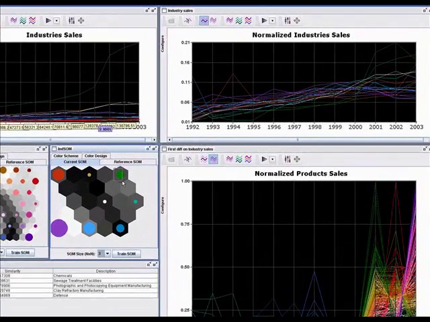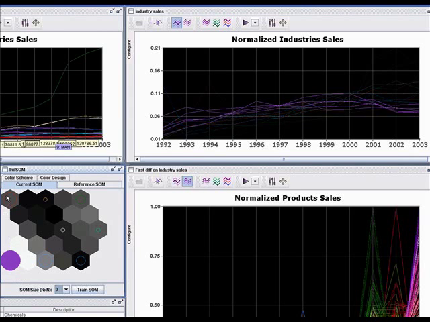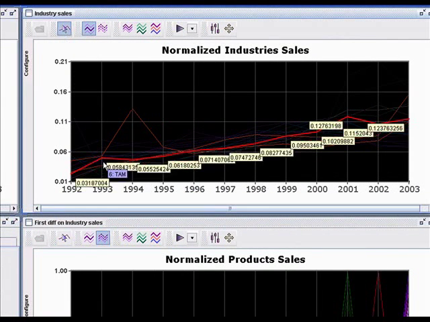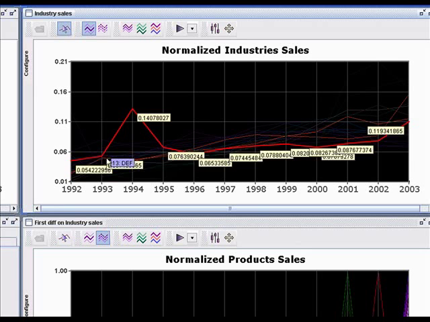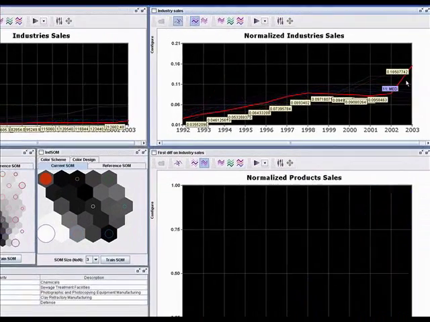Here we explore the temporal pattern of sales for the clusters occupying the four corners of the SOM solution. The red cluster includes defense, medical, plus test and measurement industries. We zoom in on the time series plot and notice a spike for defense in 1994 and a steep upswing for medical in 2002. This leads us to consider industry-product relationships.